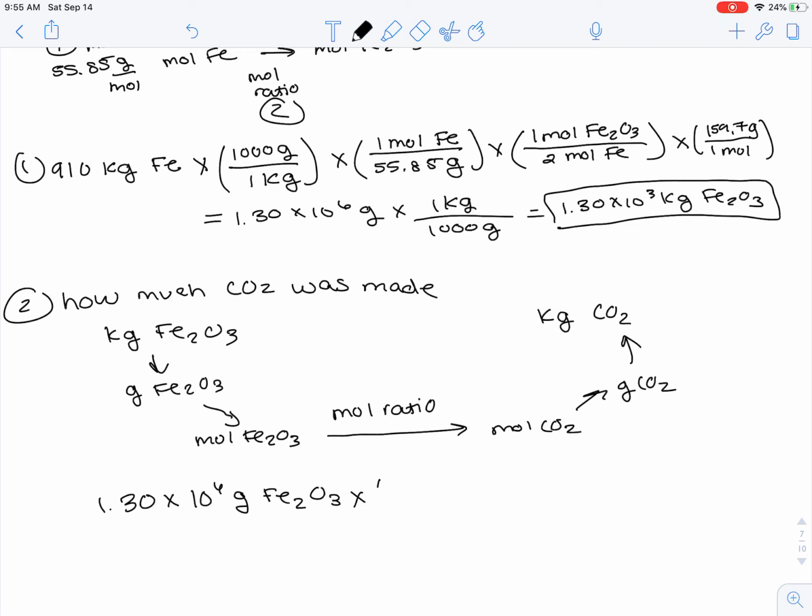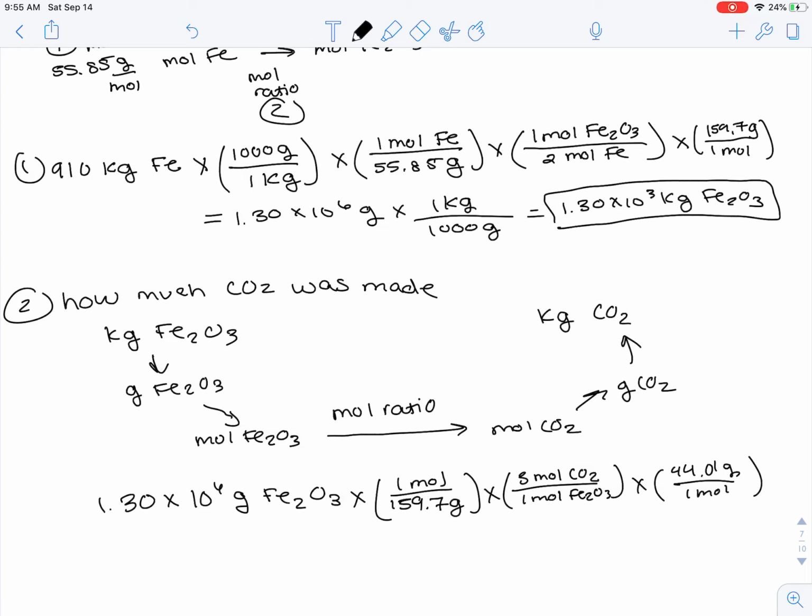Use the molar mass to get to moles. Then use the mole ratio. And then molar mass one more time. That gives you 1.08 times 10 to the 6 grams. Since we want to be in kilograms the whole time, then again, one last conversion from grams to kilograms, which gives you 1.08 times 10 to the third kilograms CO2.